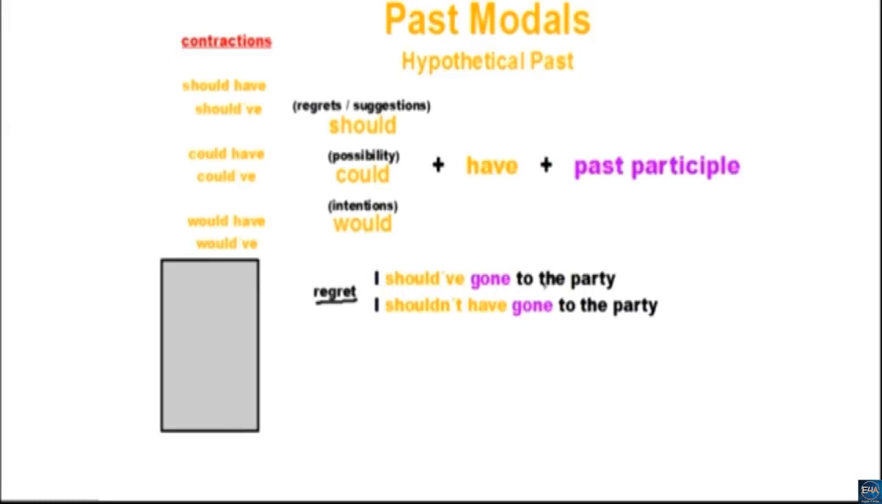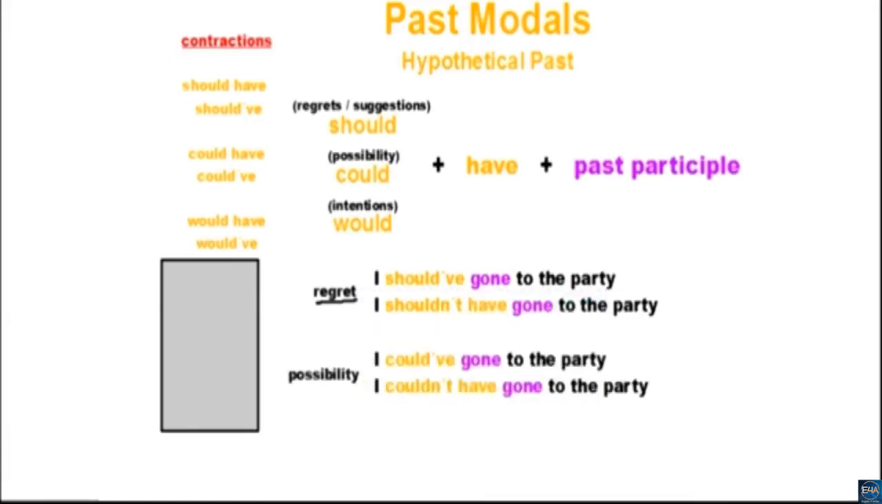Or maybe I did go to the party, but it was a bad idea for some reason, so I can use a negative. For example, I shouldn't have gone to the party. Again, this is the negative with the modal shouldn't, have for the auxiliary verb, and gone for the past participle, right? So should for the regrets. Let's take a look with possibility. Remember, for possibility I use things like could, or in the negative, couldn't. So maybe it was not possible for me to go to the party. Another way to say this is with a past modal: I could have gone to the party. I have my modal verb could, my auxiliary verb have, and the past participle still. Or, it wasn't possible for me to go to the party. I couldn't have gone to the party, right? So the negative with couldn't, auxiliary verb, and the past participle.